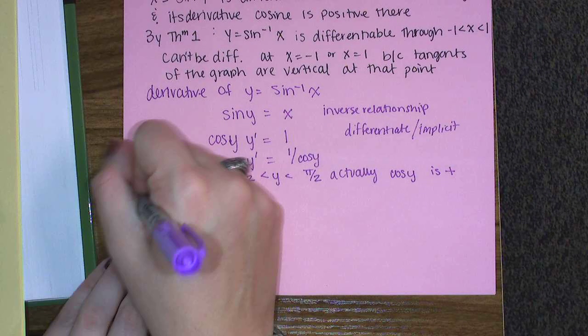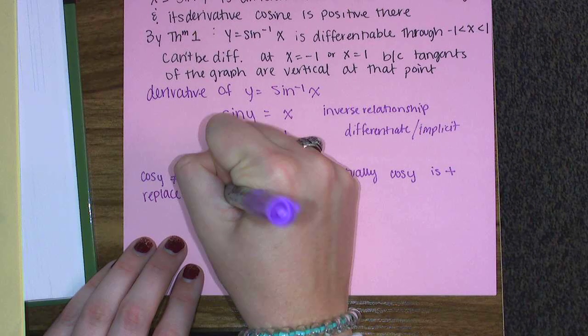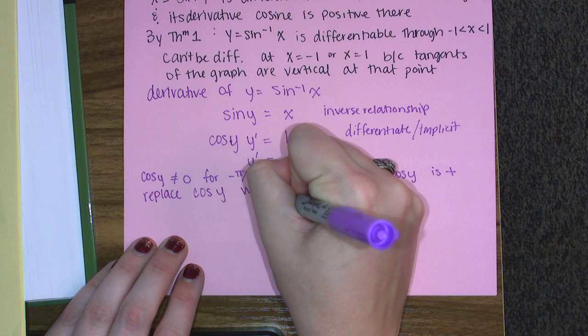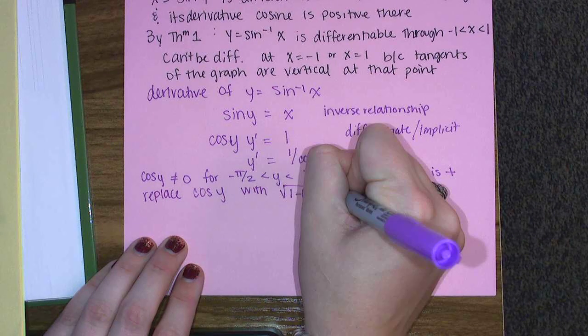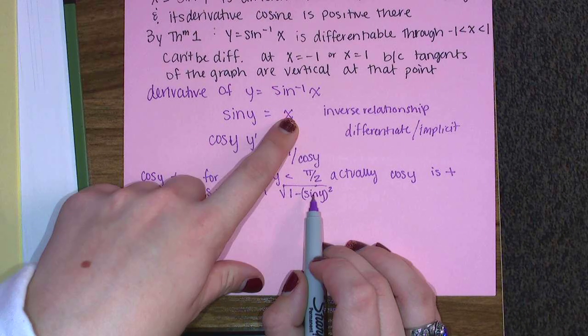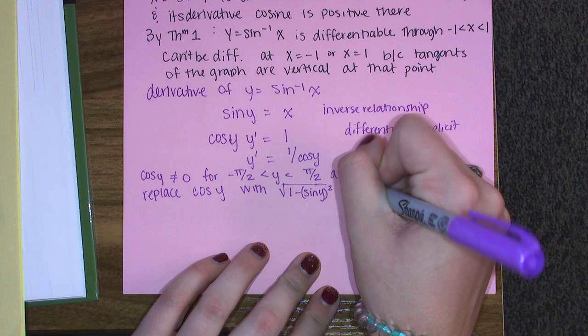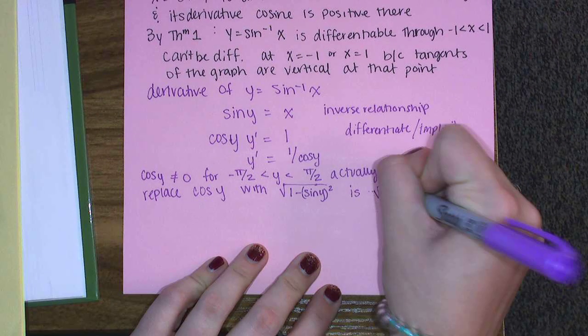So then we're going to replace the cosine of y with the square root of 1 minus the sine of y squared. And from up here we know that the sine of y is x, so this is the square root of 1 minus x squared now.